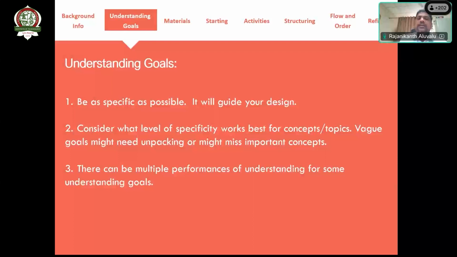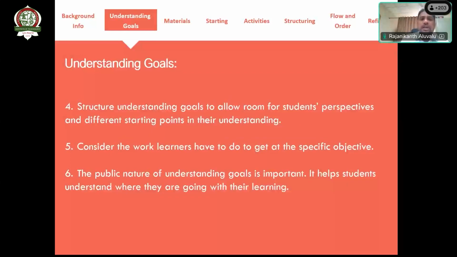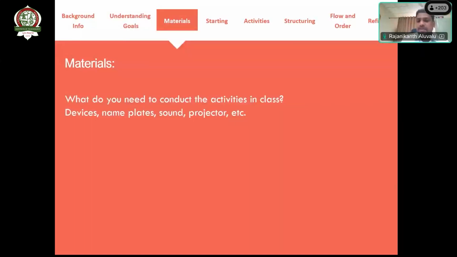We need to write the outcomes, right? Here he is mentioning goals. You can write a goal, objective, or an outcome, but outcomes are measurable. Always prefer to go for using outcomes. Then use the materials that you require.